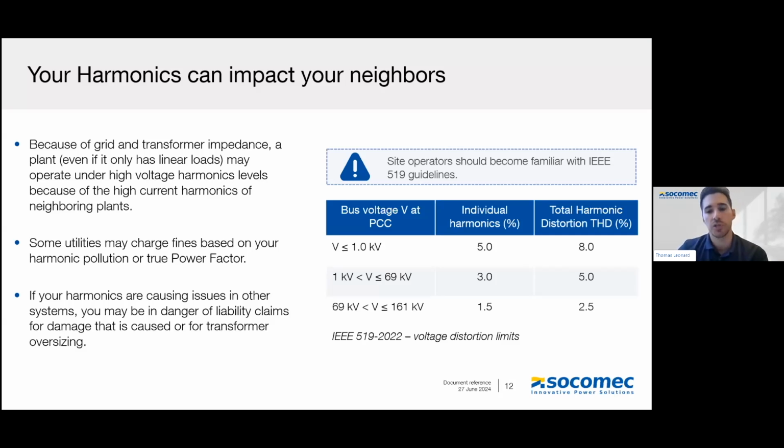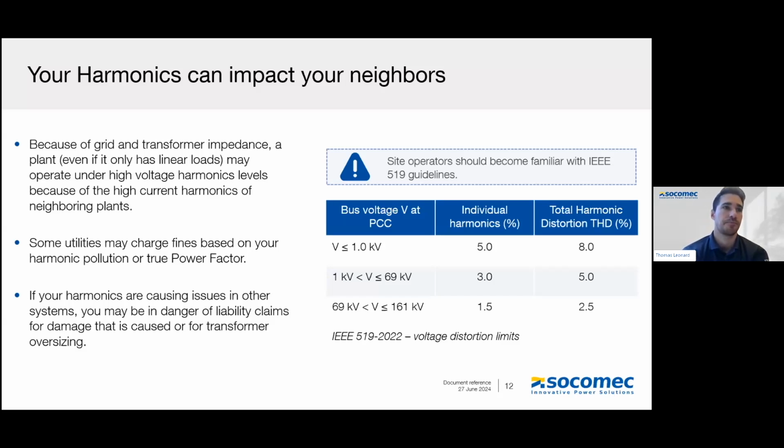Some utilities will incorporate the IEEE 519 guidelines into their service agreement. So they may ask that customers comply with these maximum limits to maintain power quality. There are even some regions where the utility might charge penalties in case of excessive harmonics pollution.